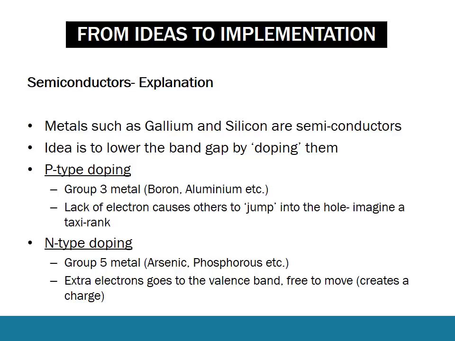N-type doping is where we add a group 5 element, arsenic, phosphorus. An extra electron is added, which is more easily transmitted across the top of the surface. It goes to the valence band, it's free to move, and the moving electrons are the definition of charge.